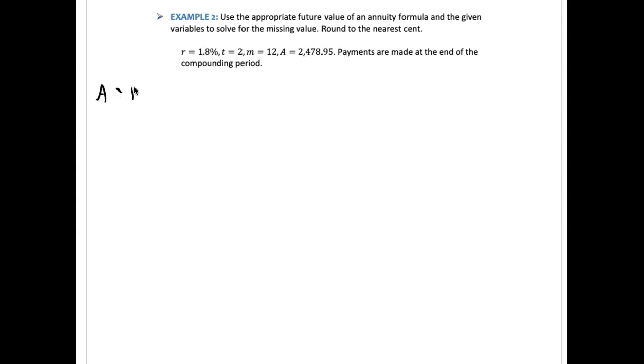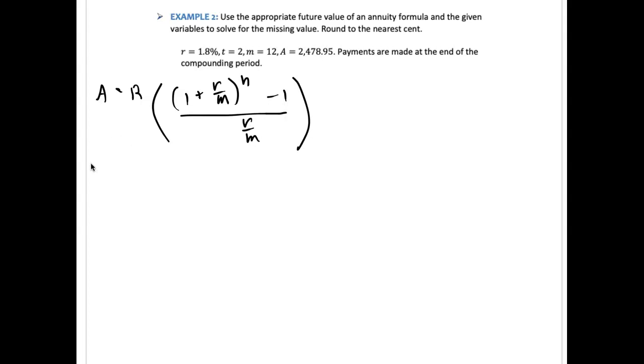And the appropriate formula is this one here. And then the next step after that is to plug everything in. So we're told the future value is $2,478.95. We are searching for the regular payment. We're told the interest rate is 1.8%. I'll go ahead and write that as a decimal. We're told there's 12 compounds per year.